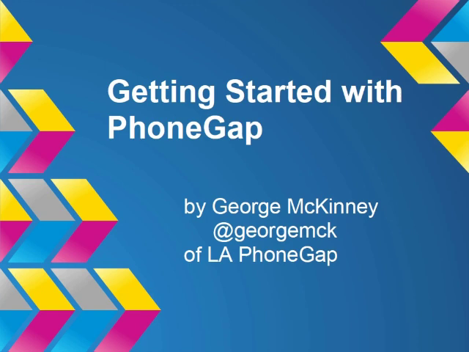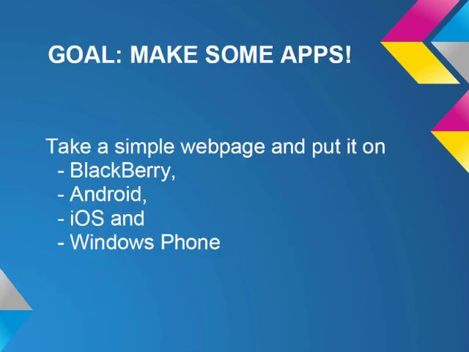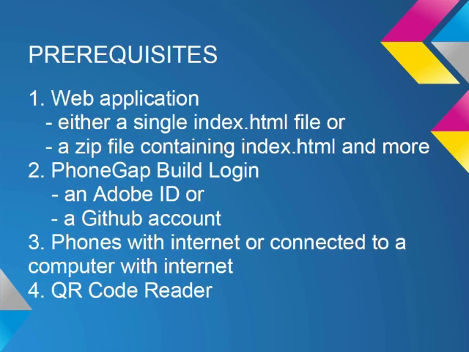Today I'm going to show you how to create PhoneGap applications for BlackBerry, Android, iOS, and Windows phones. There are some prerequisites that we need to cover first in terms of how you can create your application. The first thing that you're going to need is a web application. Because PhoneGap uses a web browser, HTML, CSS, JavaScript are all necessary in order to compile it. You can either have a single index.html file or a zip file that contains an index.html and other resources that the application is going to be needing.